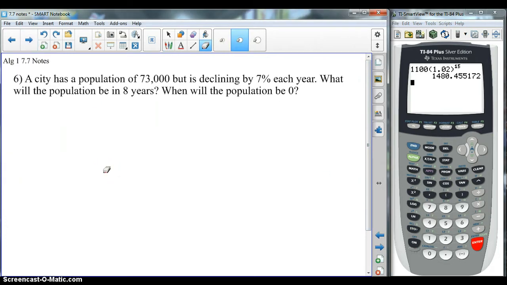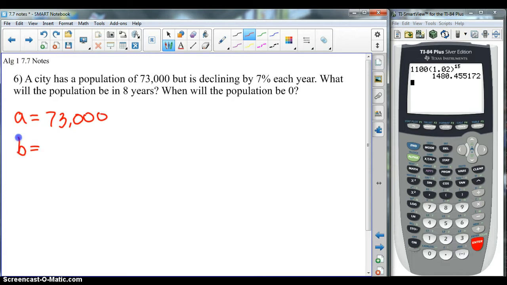On the next one, we're looking at a city that has a declining population. It starts at 73,000, but as you can see, it's losing 7% of their people each year. We want to know what the population would be in 8 years. So what we do for this is we're going to find those A and B values. Again, A represents the initial population, and that would be, in this case, 73,000.